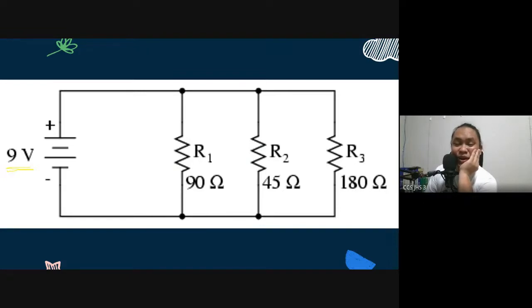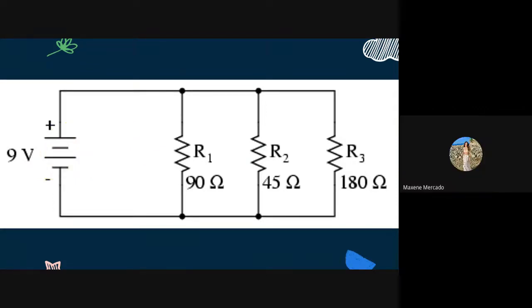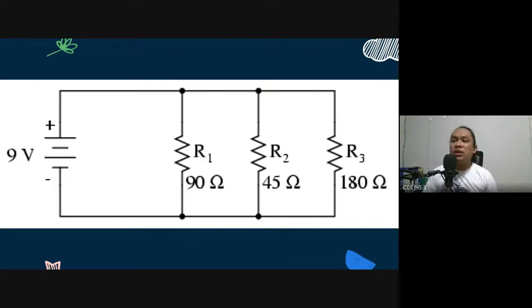Hello? Do I have my students with me? Please do answer so that we will not be delayed. When the value of the voltage is written near our source, automatically this becomes our what? Is it V sub 1, V sub 2, V sub 3, or our total voltage? Total voltage, sir. Okay, total voltage.